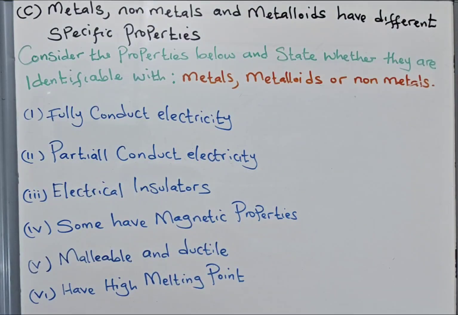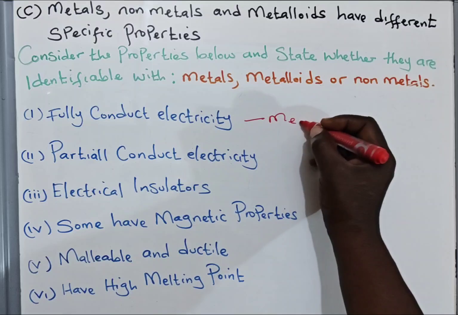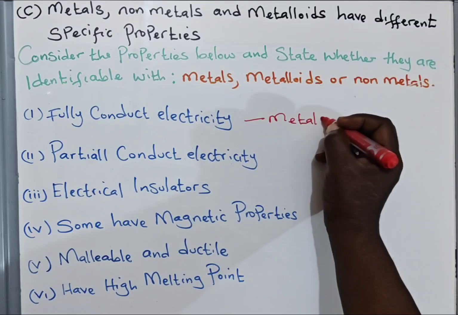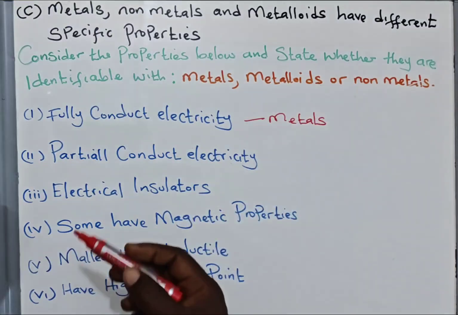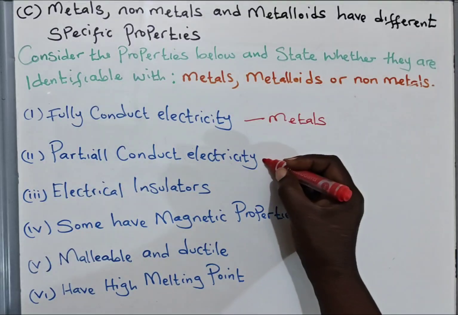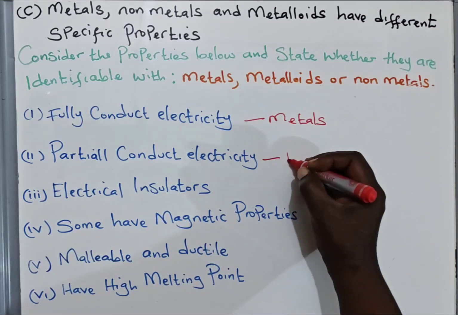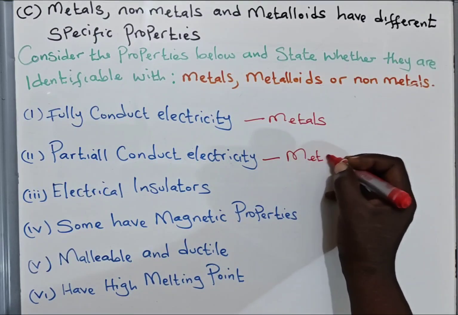The first one is fully conduct electricity. Which are these which fully conduct electricity? They are called metals. It's metals which fully conduct electricity. Then, partially conduct electricity. Which are these which partially conduct electricity? They are metalloids.